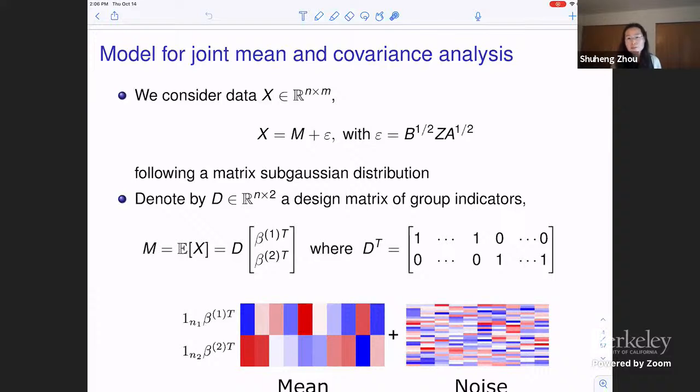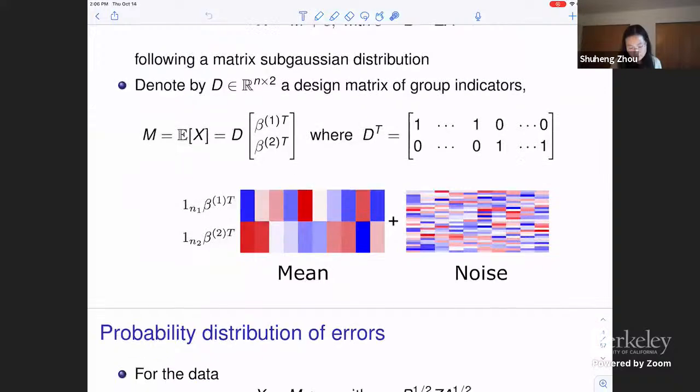Here we just model using a two-group mean, meaning the disease group has one high-dimensional mean vector, and people from the control group share another common high-dimensional vector, beta 2. So this is the model we start with.